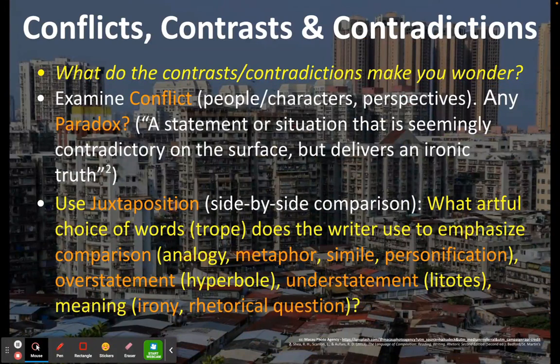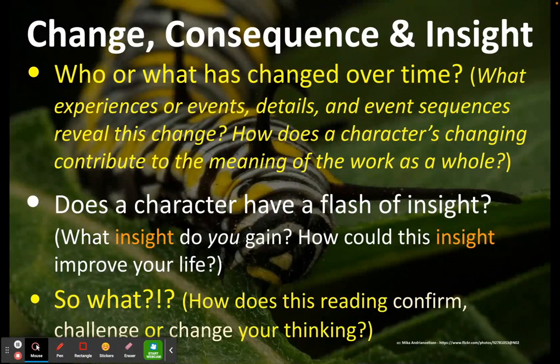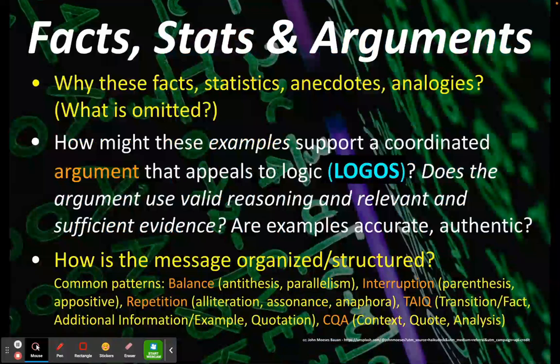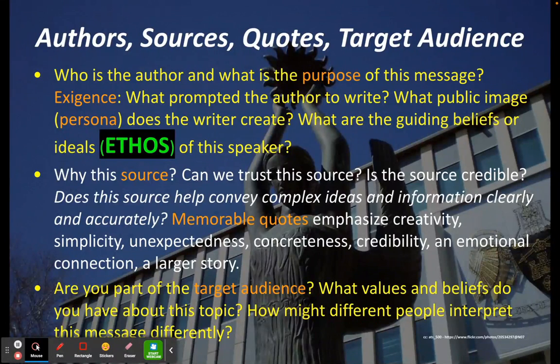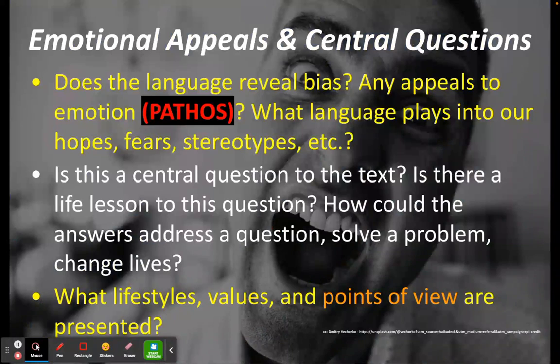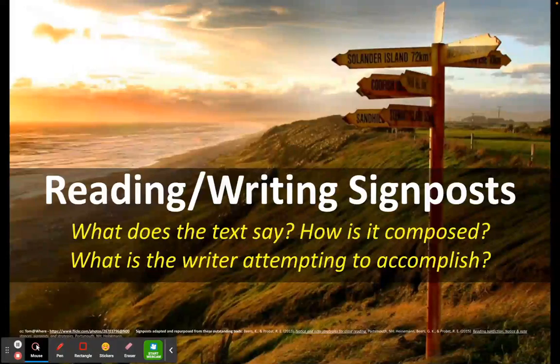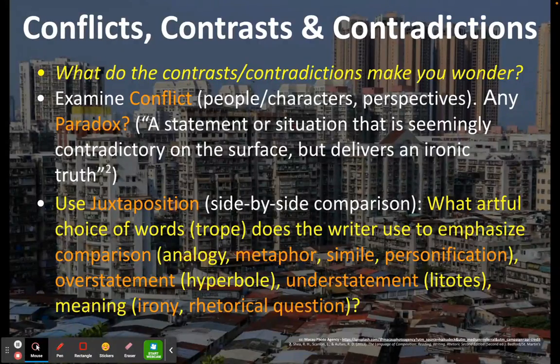And it breaks down our reading into 6 categories: conflicts, contrasts, and contradictions, change, consequence, and insight, tone, word choice, and style, facts, stats, and arguments, authors, sources, quotes, and target audience, and finally, emotional appeals and central questions. But today, we're going to focus on this first set: conflicts, contrasts, and contradictions.